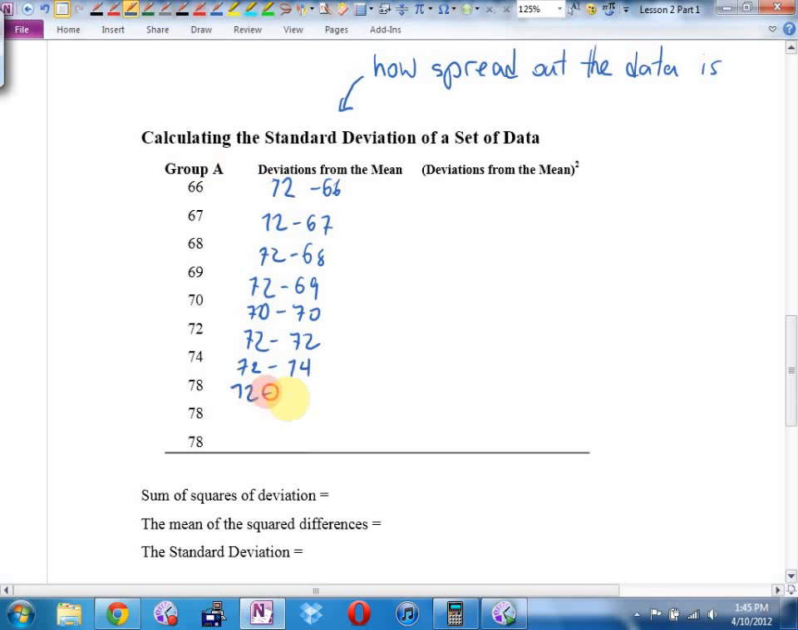And the mean minus the data. And why I slanted like that, I don't know. It's because I'm a lefty.